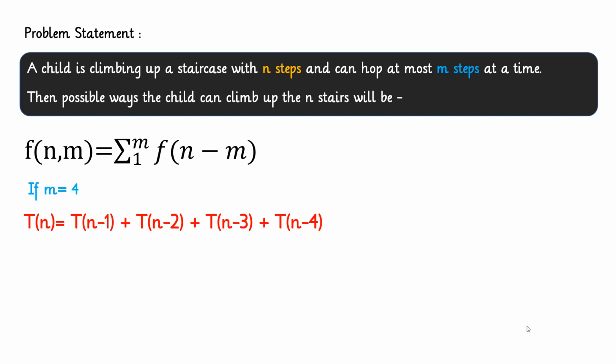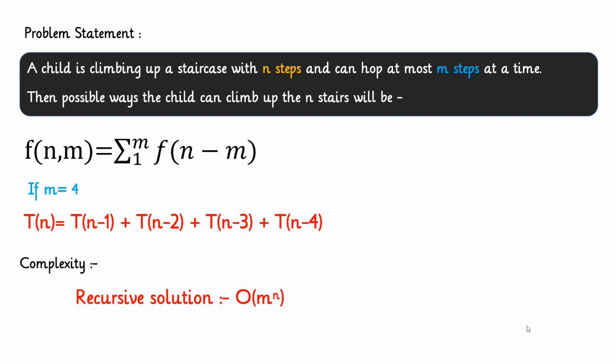So now you know how you are going to make a recurrence relation for this kind of problem for m steps. Now let's talk about the complexity. If you are using the recursive solution, the complexity of the solution is O(m) raised to power n, where m is the number of steps which a child can take at most at a time, and n is the total number of steps he wants to reach.